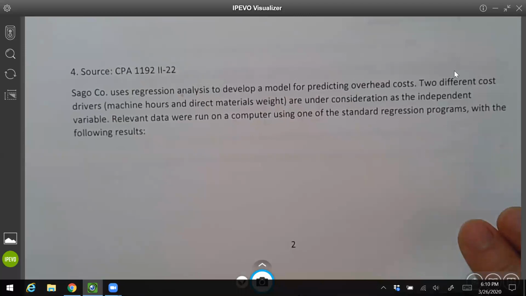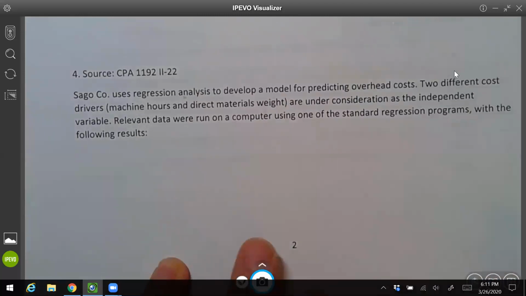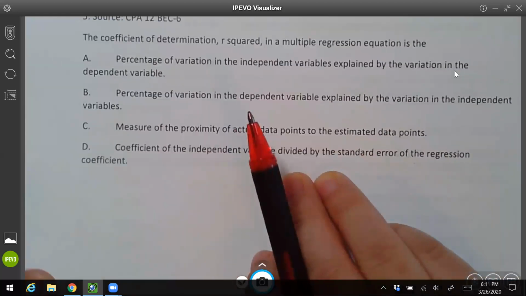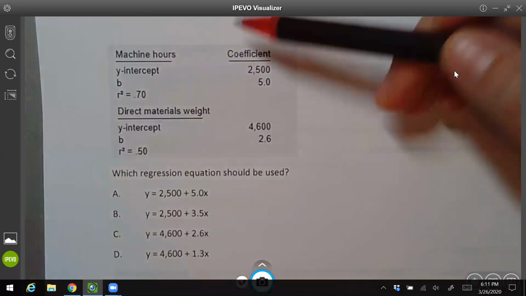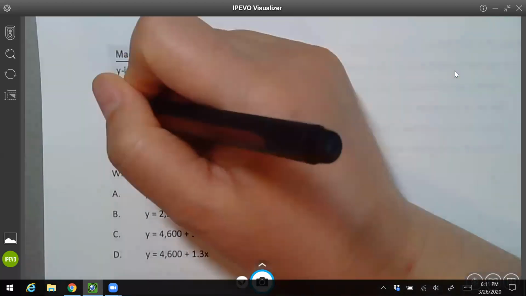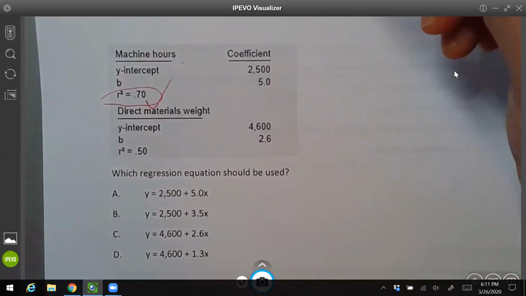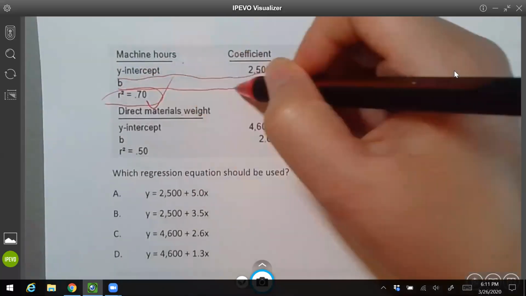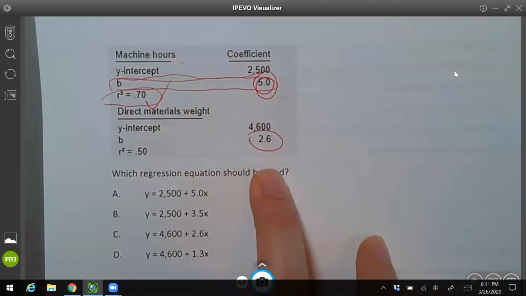Next one, question 4. There are two different cost drivers, and we got this regression output. How do we get the regression model? One more time, we have two cost drivers, but we want the one with the higher R-square value. From there we got the higher R-square value. And we also said we want the coefficient to be stronger. Why? I'll tell you why.